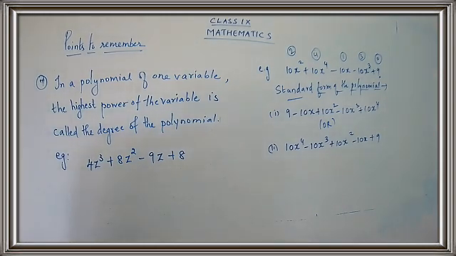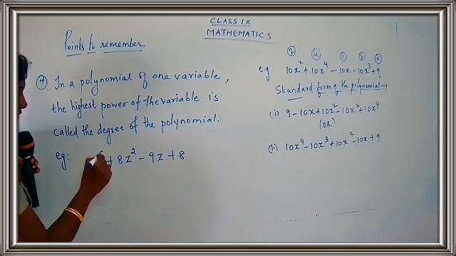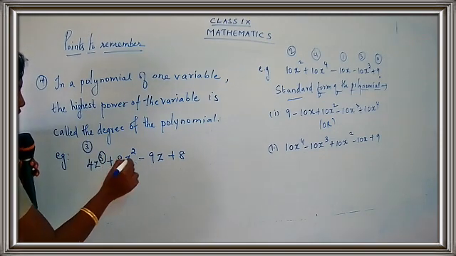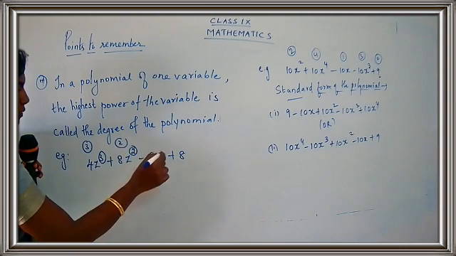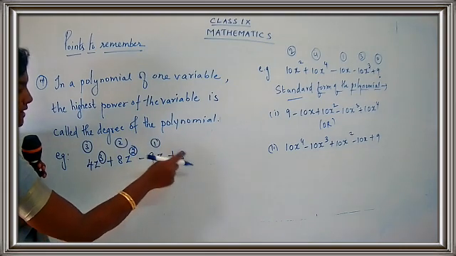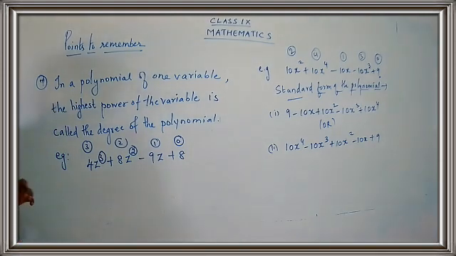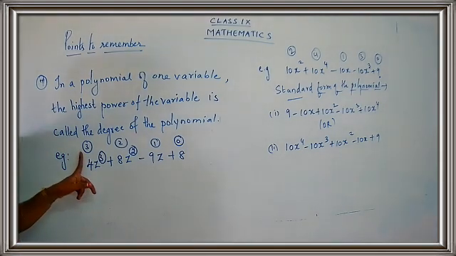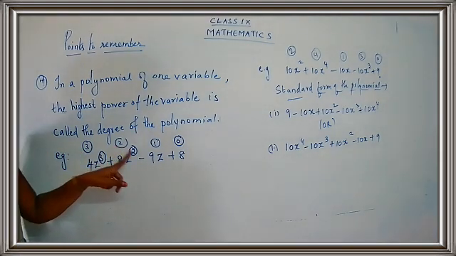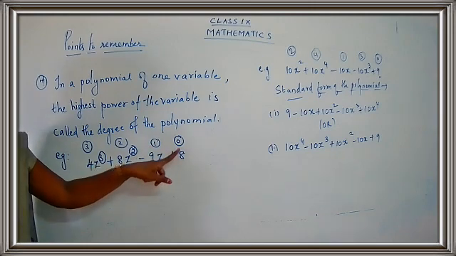Okay, children. So here, what is the highest power? We have the power 3. 3 is the power. 2 is the power. What is the power here? 1 is the power, and here no power is mentioned. That means 0 is the power. So 3 is the power, 2 is the power, 1 is the power, and 0 is the power.